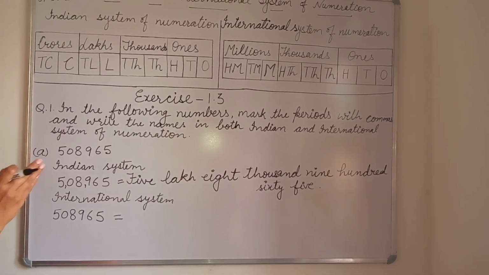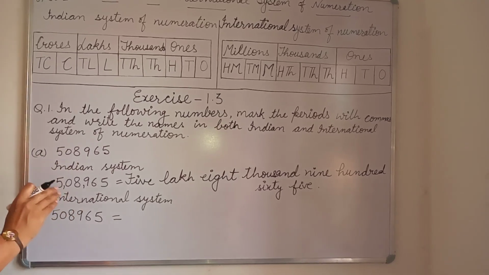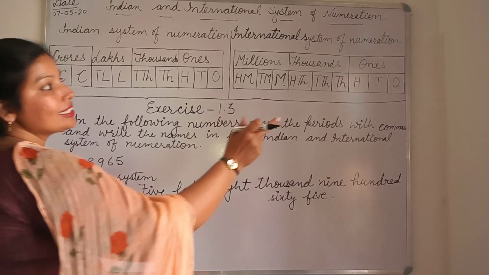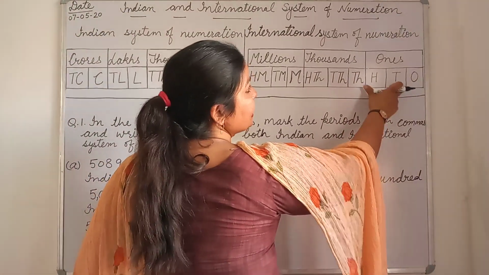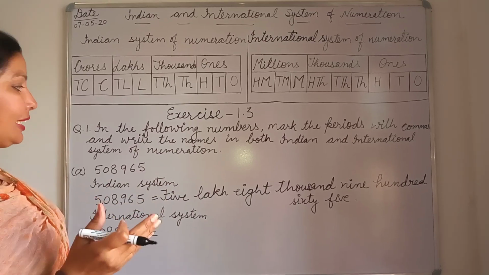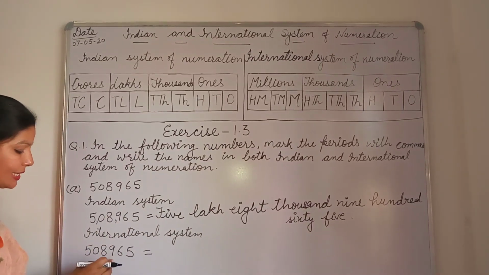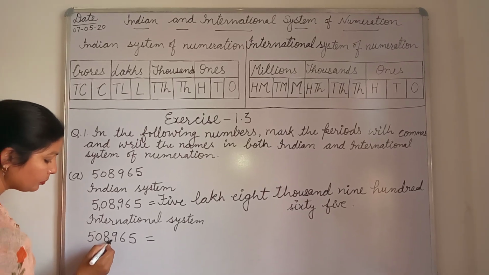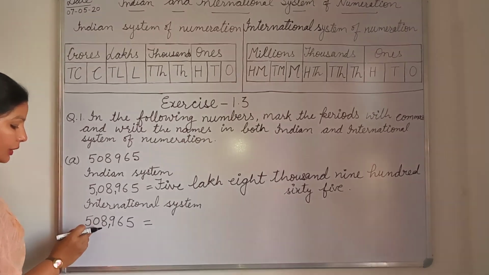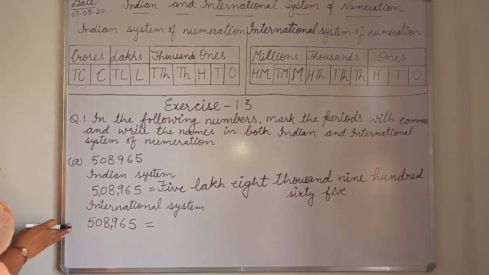Okay. Now the same number we should write in the international system. So what is the international system? In the international system each period has 3 places. So we should take 3 places. Now first of all ones, tens, hundreds, comma. Thousands, 10,000, 100,000. Now finish. There is no million period.